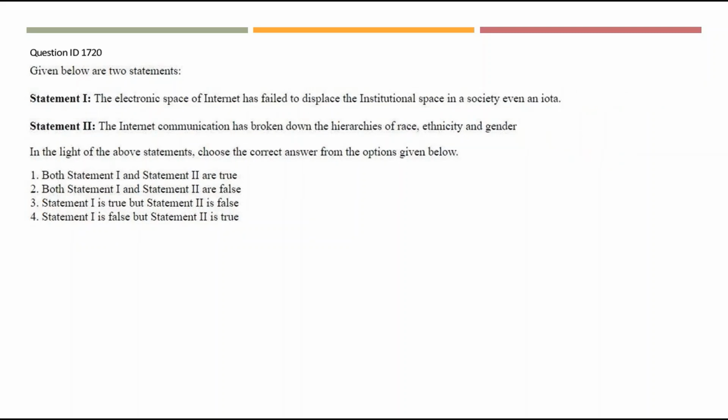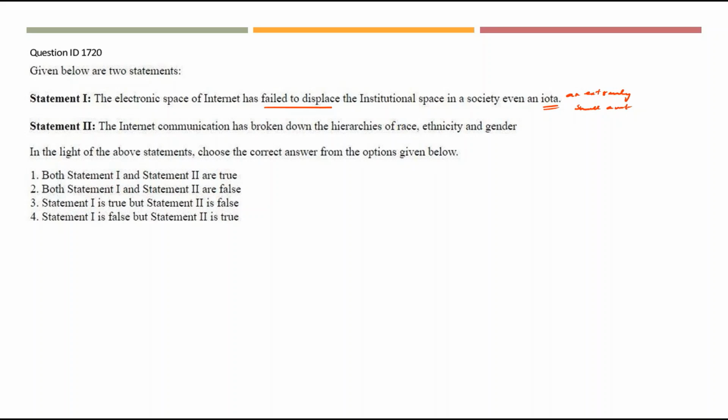Next question. Given below are two statements. First one. The electronic space of internet has failed to displace the institutional space in a society even an iota. Iota means an extremely small amount. Displace means to remove or to take someone's place.